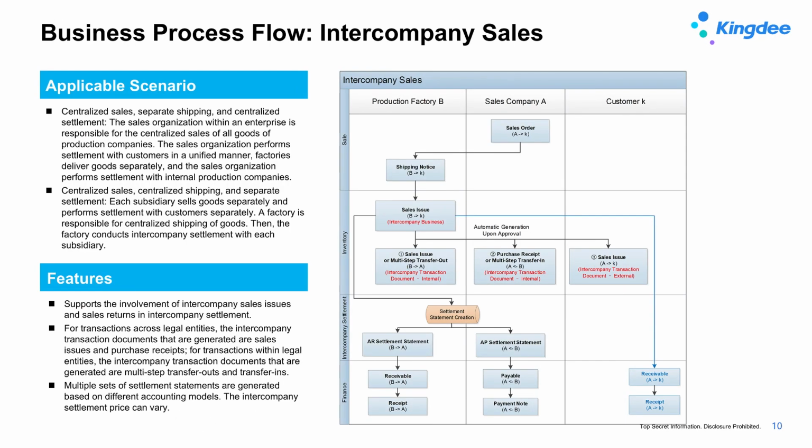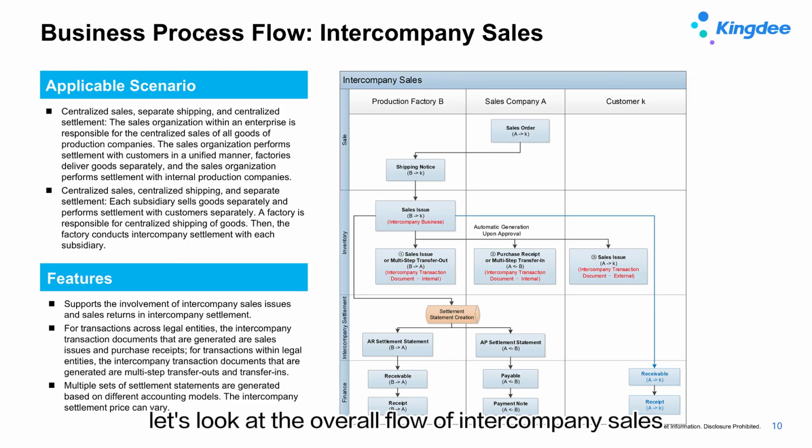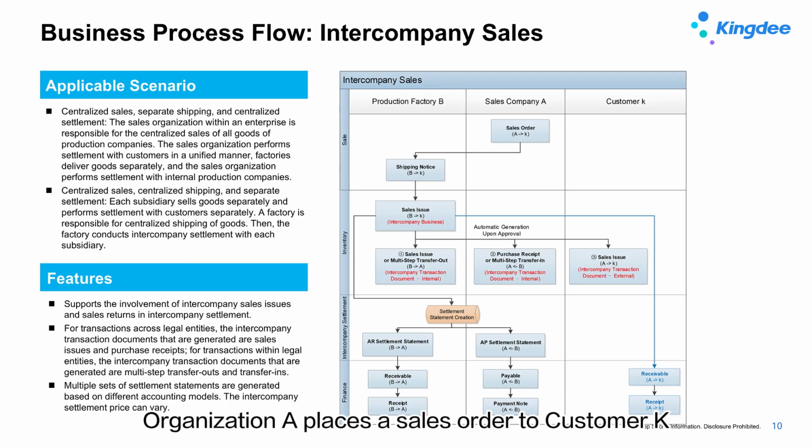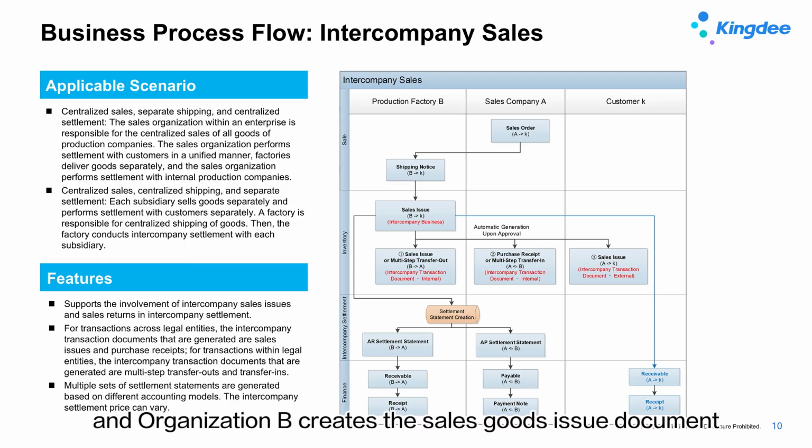Now, let's look at the overall flow of intercompany sales. Organization A is responsible for sales, while Organization B is responsible for production and goods issue. Organization A places a sales order to customer K, and Organization B creates the sales goods issue document.